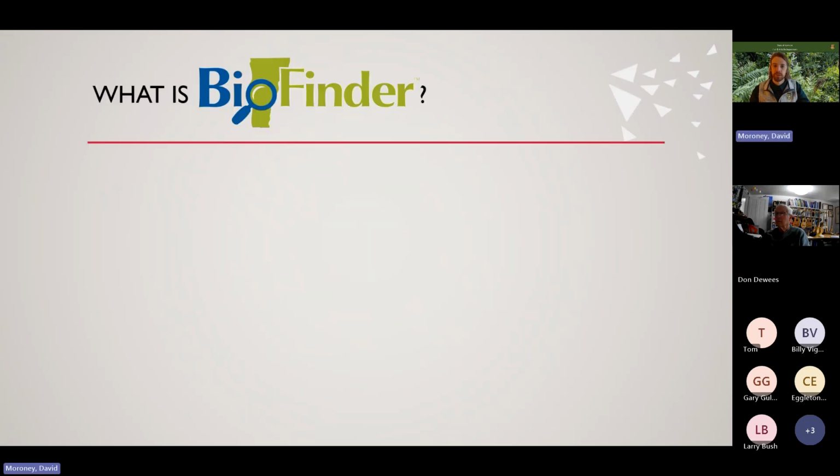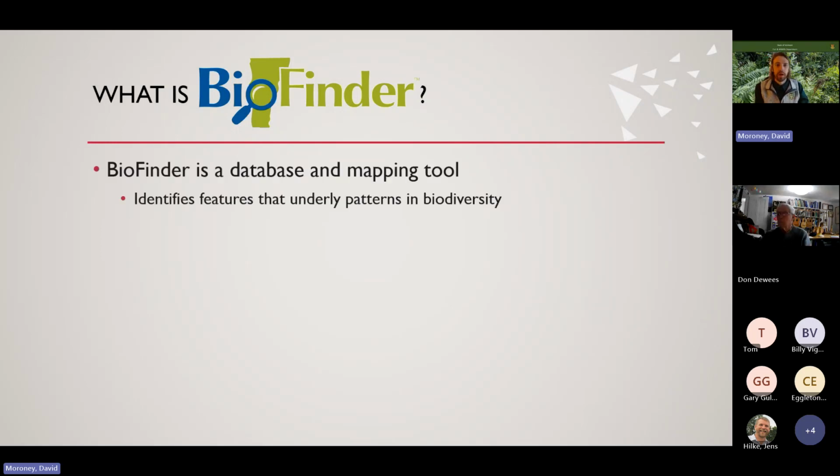All right, so we're going to jump right into that first segment and answer the question, what is BioFinder? Now, if you come to the presentation today, you may have some familiarity with a past version of the BioFinder tool, or you may have simply seen our webinar schedule and been curious. So BioFinder is a database of all kinds of different information types and a mapping tool that helps identify features that underlie the patterns of biodiversity across Vermont. That's really the focus. So it identifies different kinds of lands and waters that support important ecosystems, natural communities, habitats, and species.